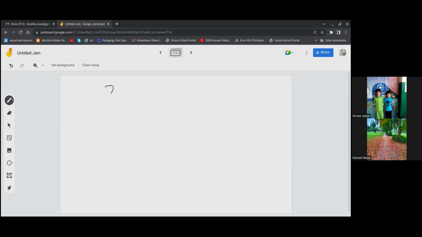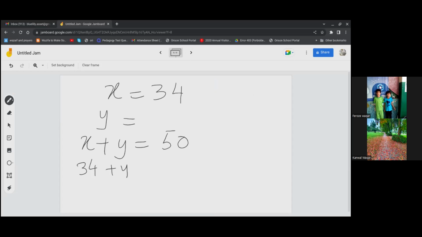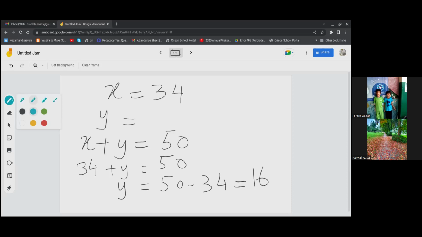If 34 is the value of x, what is the second part? Because in the beginning we know that the two parts are equal to 50, keep the value of 34 and 50. y is equal to 50 minus 34. This is equal to 16. So our value is 16 here.